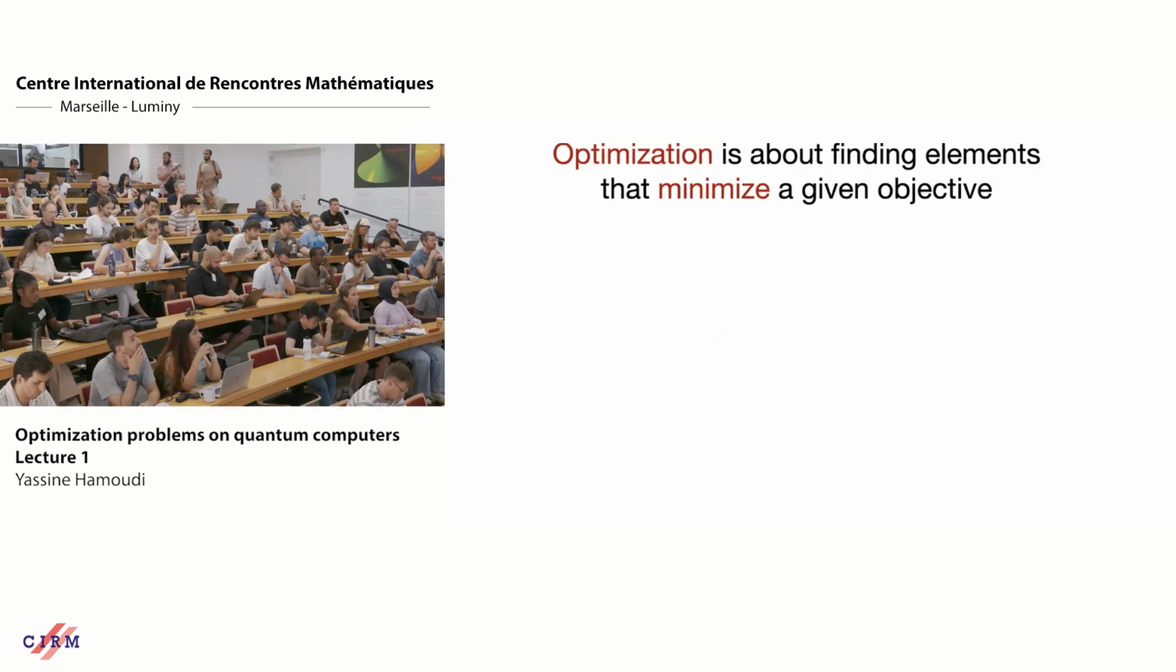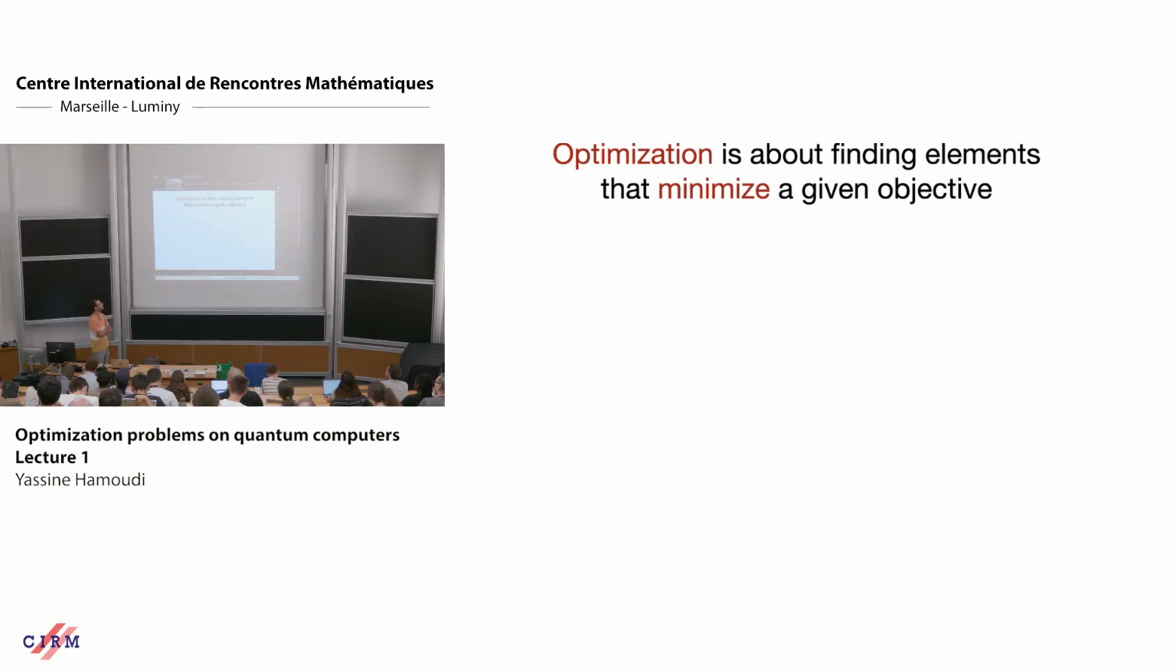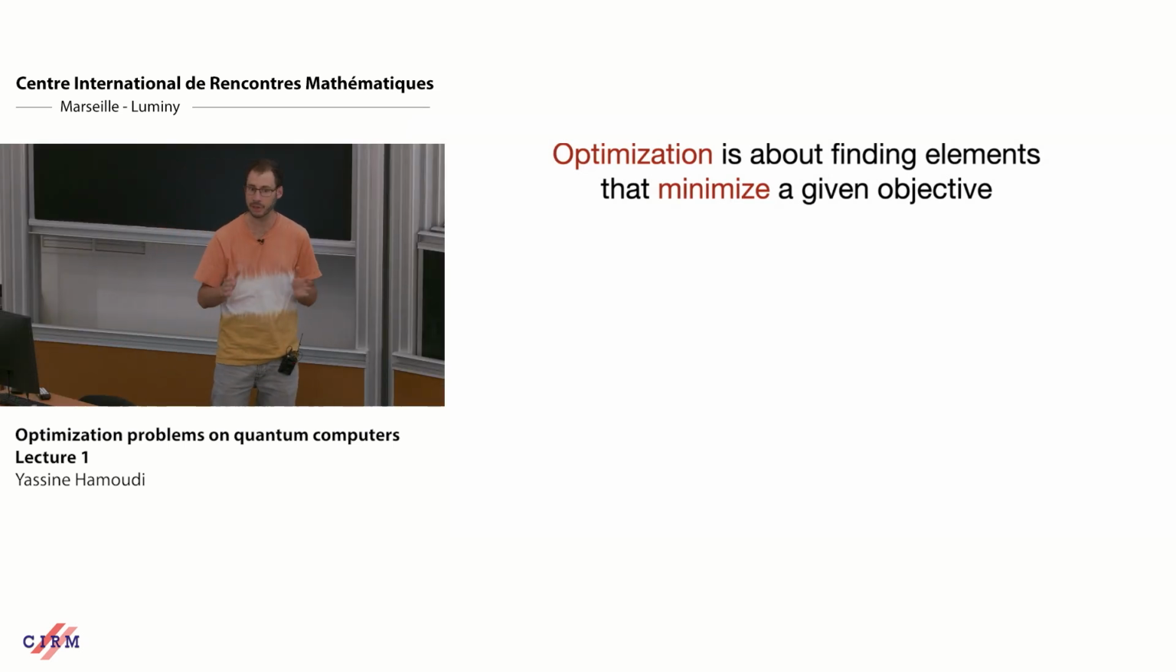Okay, so let's start with the basics, which is: what is optimization? I think you all have an idea of what optimization is, but let's give some concrete description so we all have the same thing in mind. Optimization is about finding elements that minimize a given objective. So you define an objective that you want to minimize, and you want to find the element that gives you the smallest possible value for that objective.